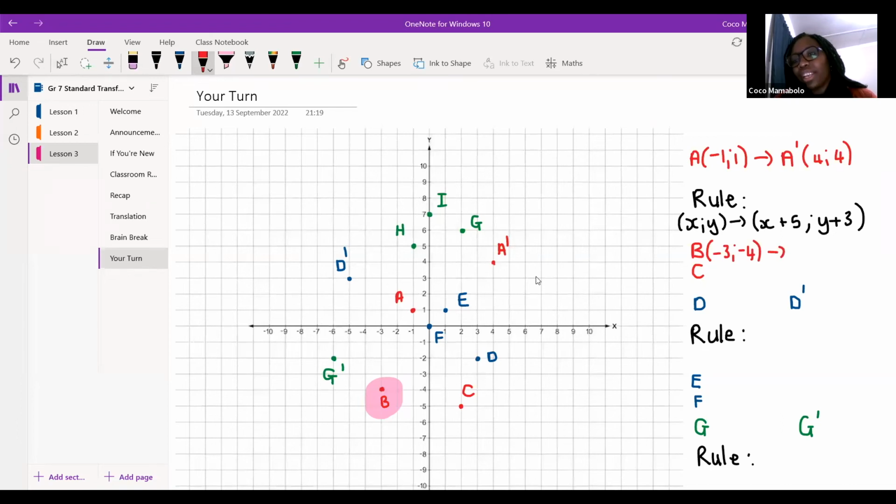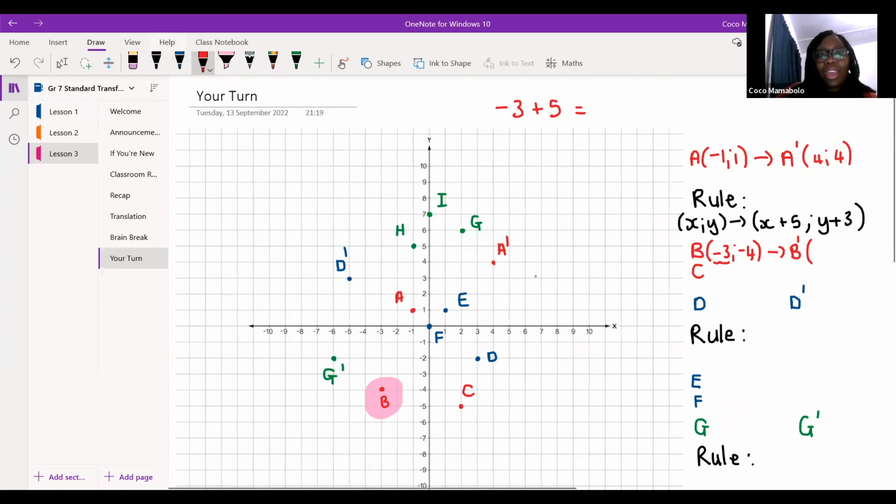Now, in order for us to find B prime, we are going to use the rule we just made. We're going to take X and add 5. My X value is minus 3. I'm going to add 5 to minus 3, so minus 3 plus 5. How much is minus 3 plus 5, guys? Need to do some quick mental math. Well done, Boucher. It's 2, guys. It's not minus 8. We're plusing 5.